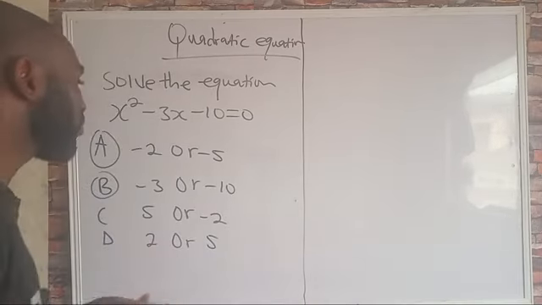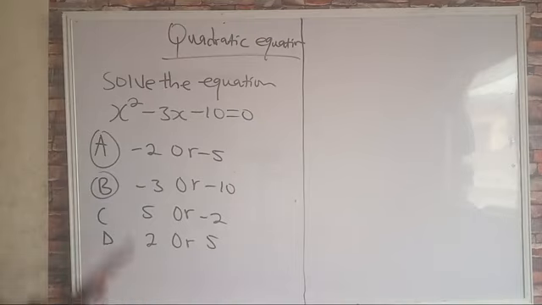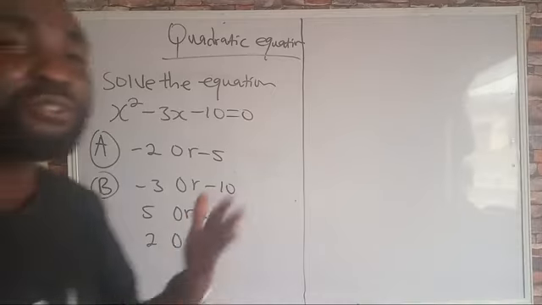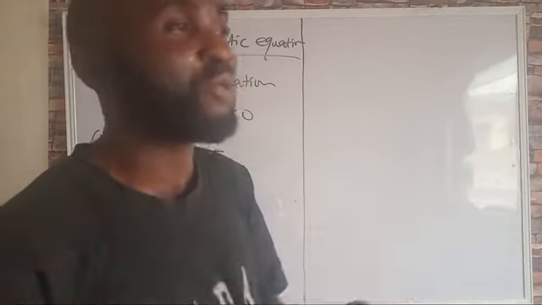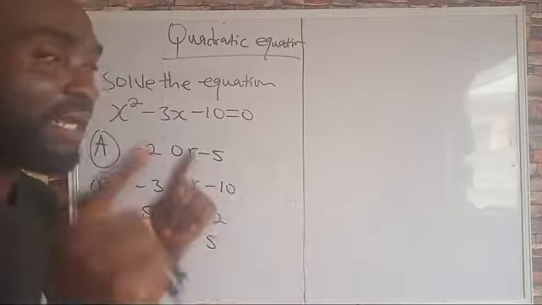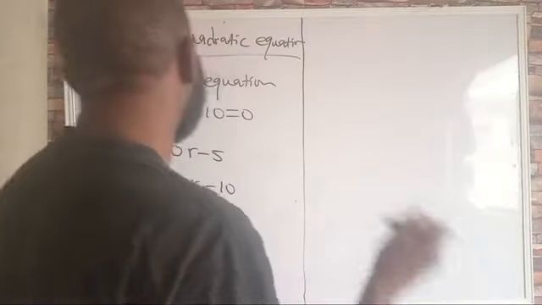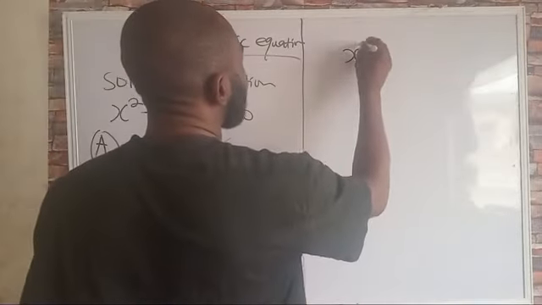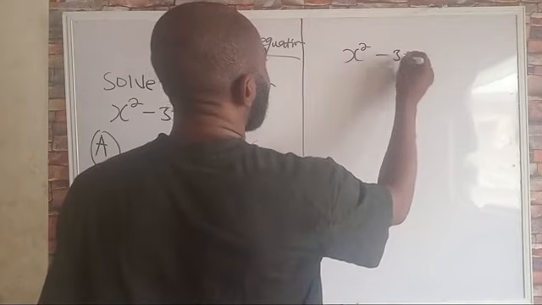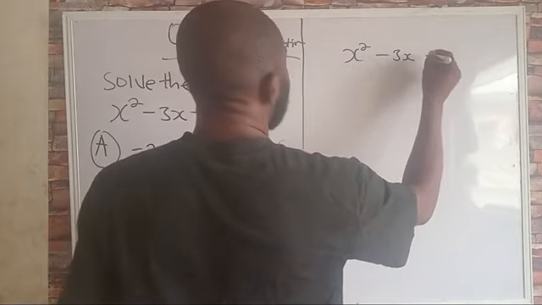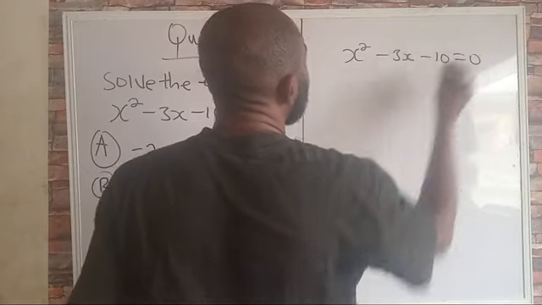So assuming you don't know, you are in the exam hall, you have this, and you don't know which one to pick, which one are you going to guess as your own answer? So let's not guess the answer, let's solve it. Okay, so we have x squared minus 3x minus 10 is equal to 0.